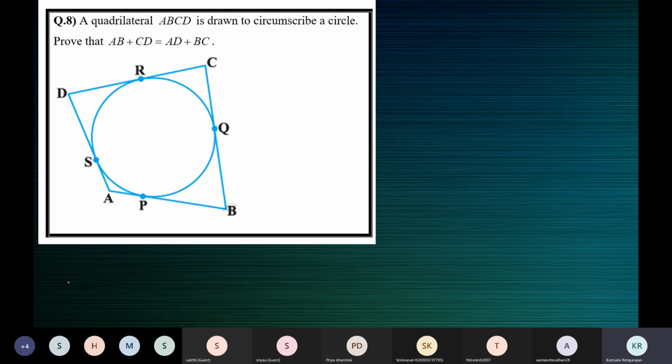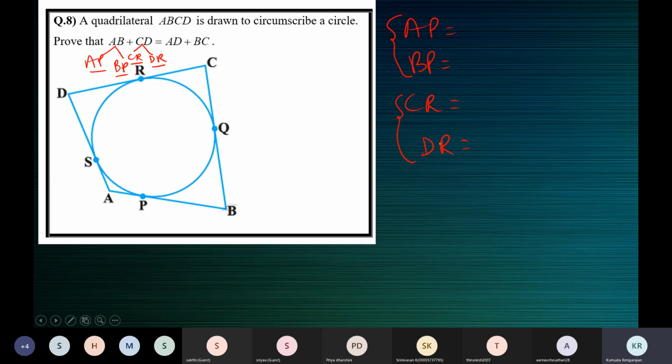Let me tell you again. AB is AP and BP. CD is CR and DR. So we'll write using the theorem, tangents from an external point to the circle are equal. We'll complete this: AP is equal to BP is equal to CR is equal to DR is equal to. See, we have written these AP, BP, CR and DR because when you add AP and BP, you will get AB, and this one will give you CD. Now AP is equal to what, children?